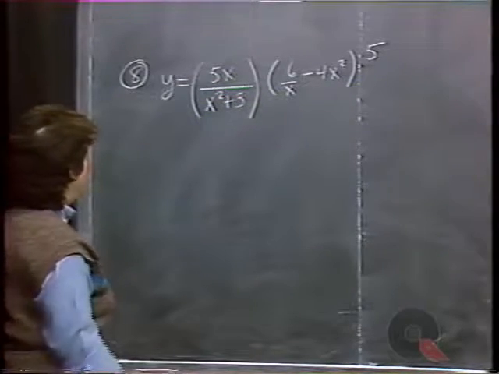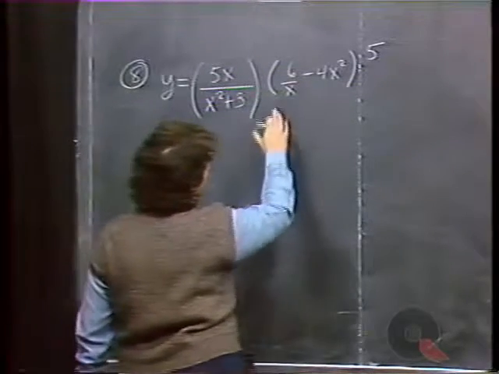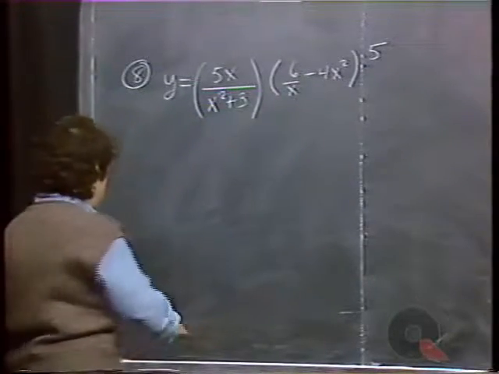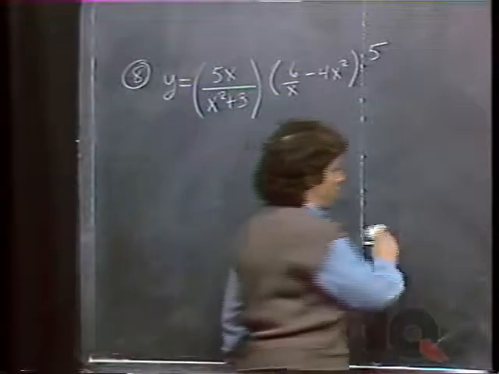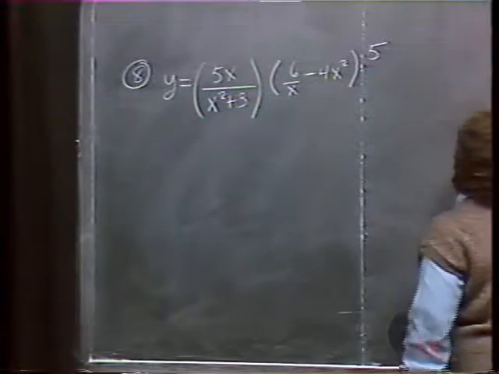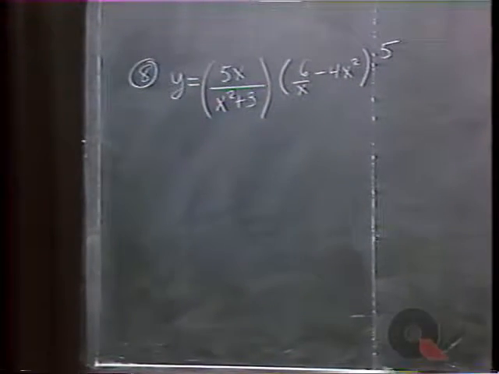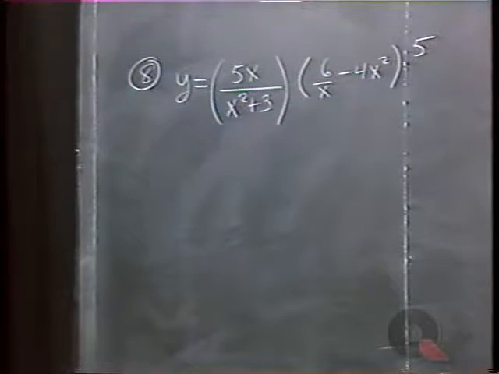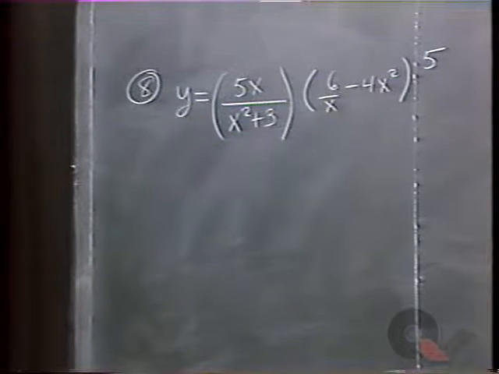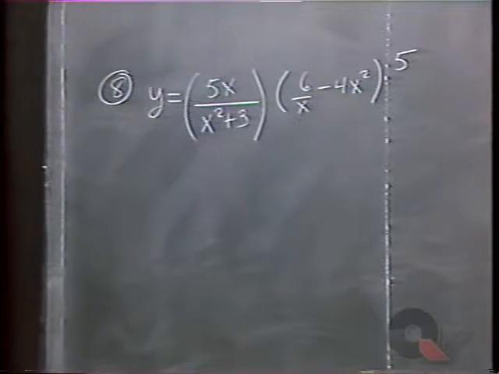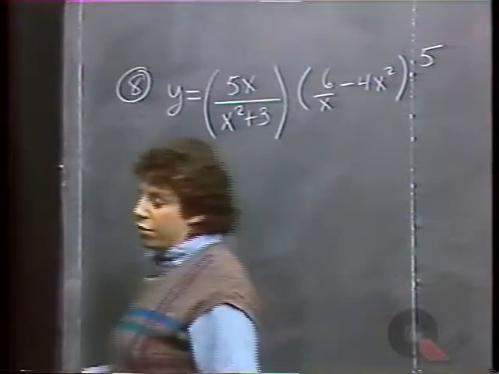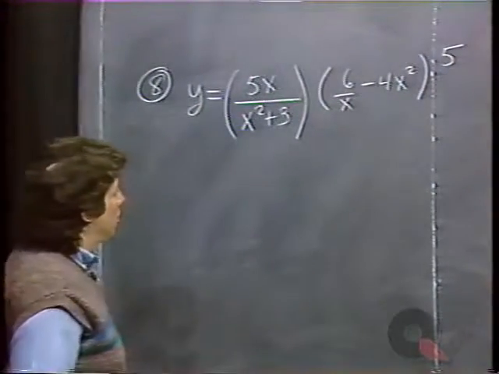Okay, 5x over x squared plus 3 times 6 over x minus 4x squared, all raised to the 5th power. Look at that and try to decide which of the basic types it comes under. Is it a polynomial, a product, a quotient, or a power? I wouldn't blame you if you were confused, because it looks a little like many of them.